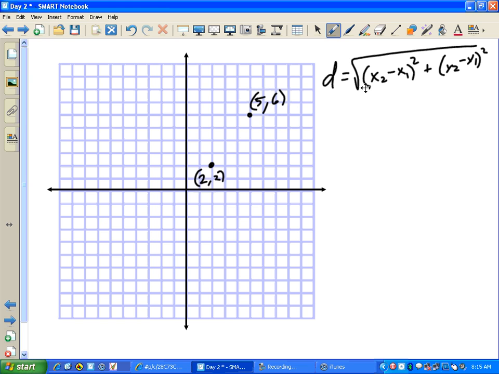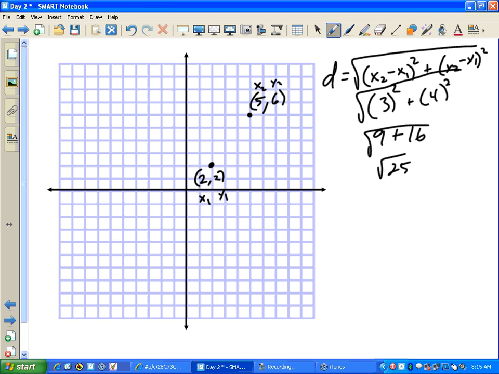So if I go through using the distance formula, this is my x2, y2, this is my x1, y1. I'd subtract my x values, so 5 minus 2, that gives me 3 squared. Subtract my y values, I get 4 squared. 3 squared is 9, 4 squared is 16, 9 plus 16 is 25. The square root of 25 is 5. So that means the distance from here to here is 5 units.